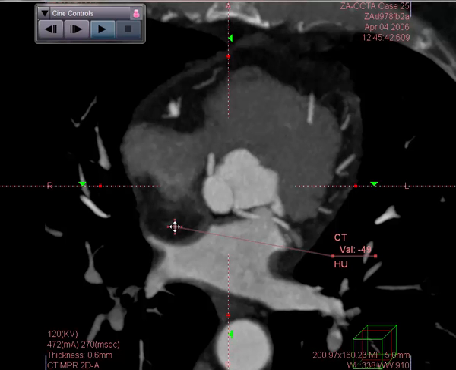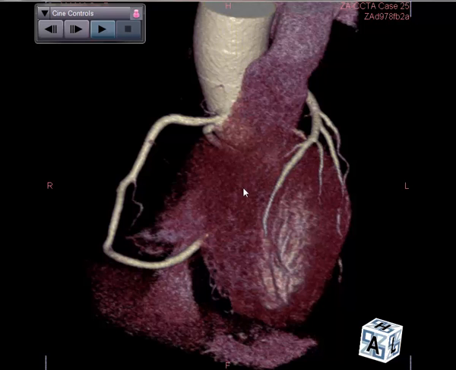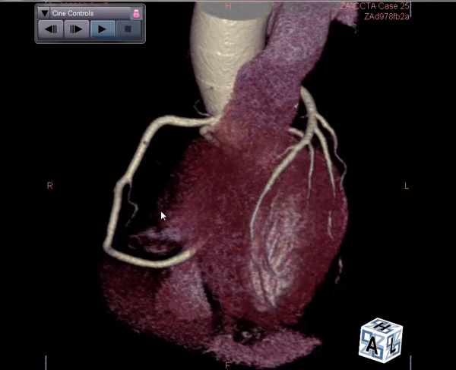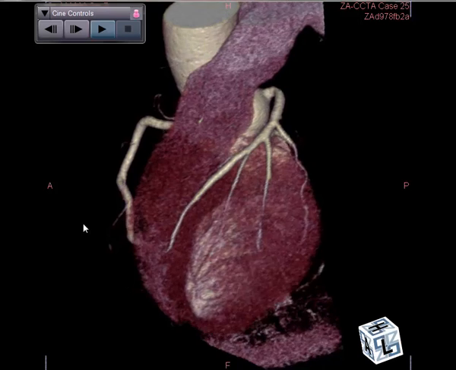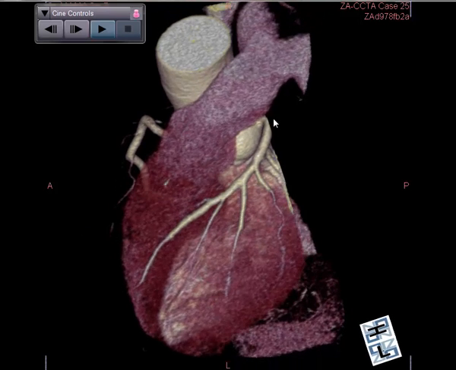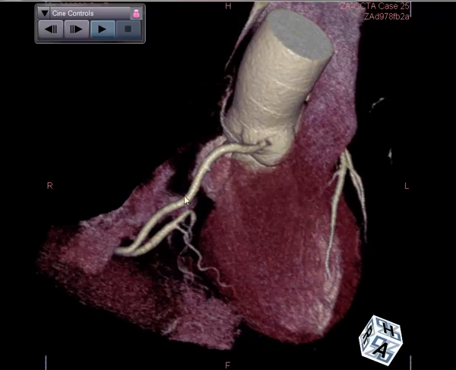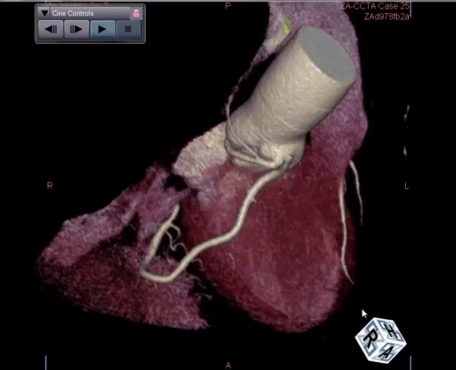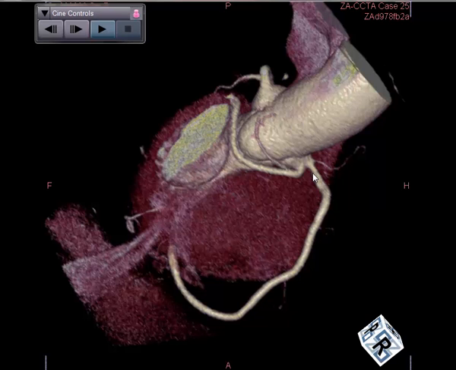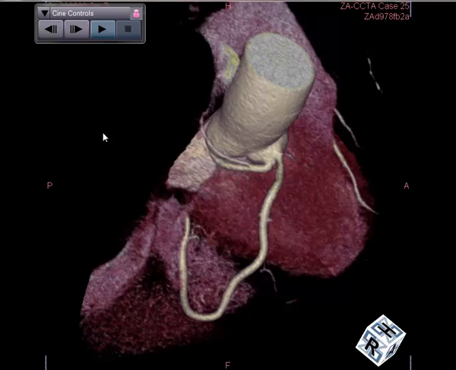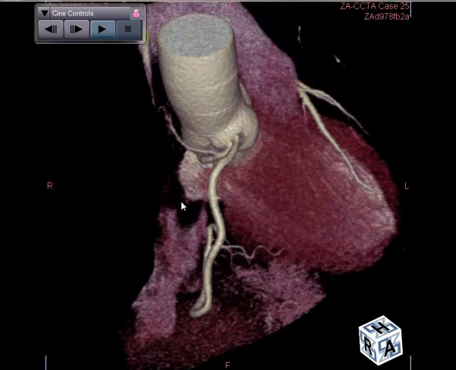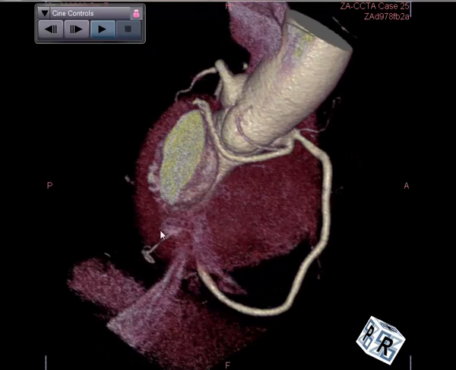Let's take a look at, I've done some sculpting of the coronary arteries just to give you a better view of that. Here's the left anterior descending coming off normally, and then here is the right coronary artery, and you can see the aberrant circumflex passing posterior to the aorta, clearly not involving any portion of the pulmonary artery, and again a benign anatomic finding.